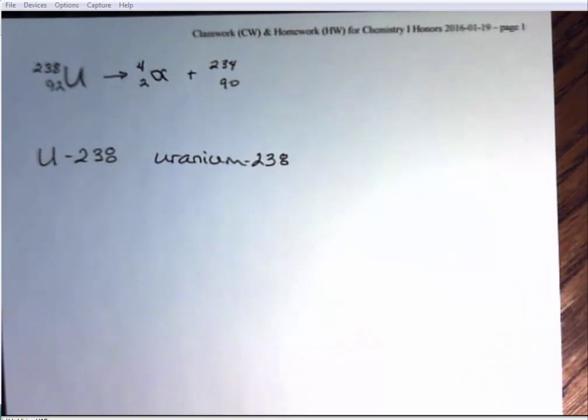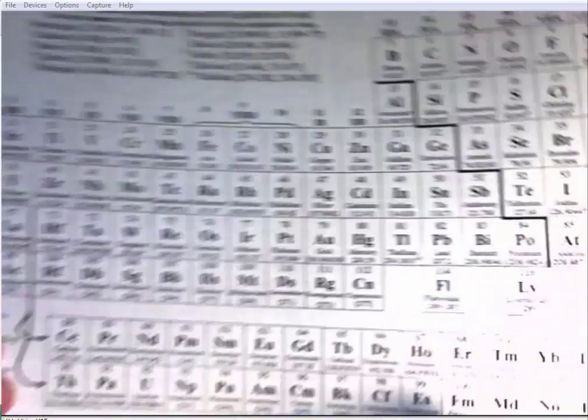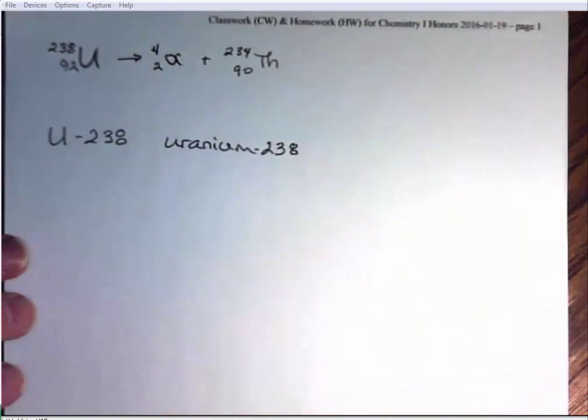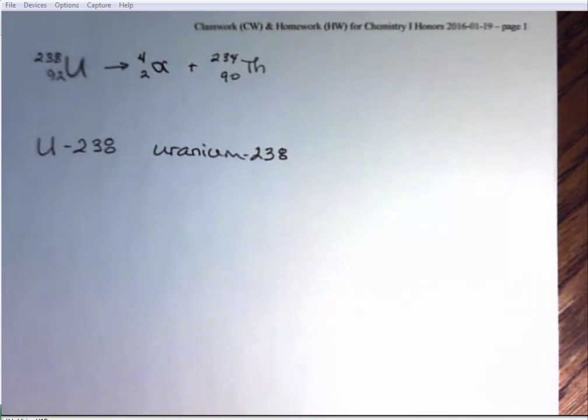And so what element has an atomic number of 90? Thorium. Yep, there it is. Atomic number of 90. There's thorium. So this is thorium. Okay? When uranium goes through alpha decay, you have an alpha particle and you have thorium. That makes sense? That's all there is to balancing nuclear equations.